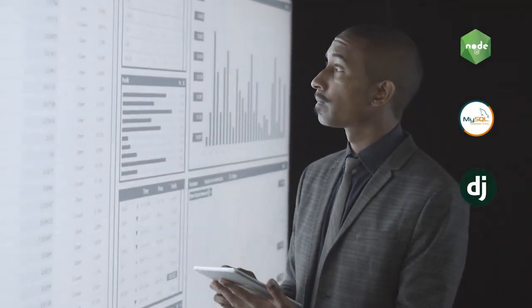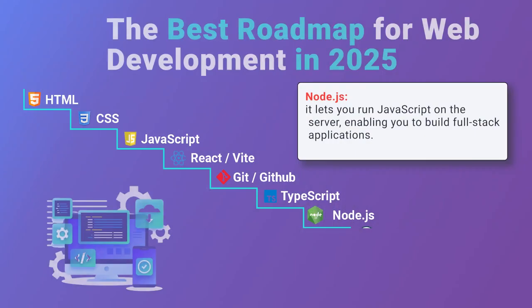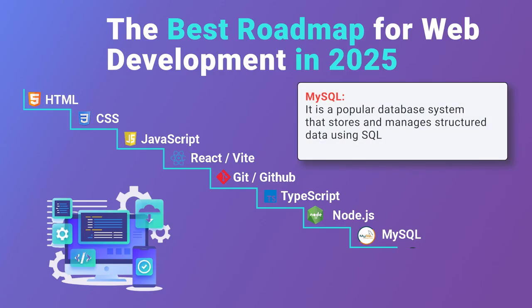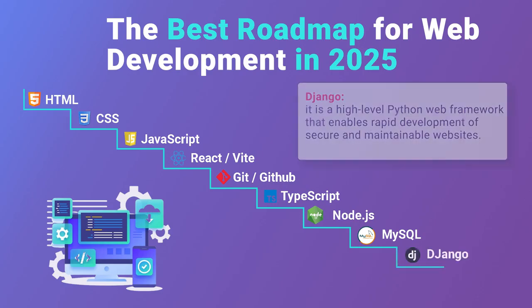The fourth step is to learn Node.js, MySQL, and Django to build server-side logic and work with databases. Node.js lets you run JavaScript on the server, enabling you to build full-stack applications. MySQL is a popular database system that stores and manages structured data using SQL. Django is a high-level Python web framework that enables rapid development of secure and maintainable websites.